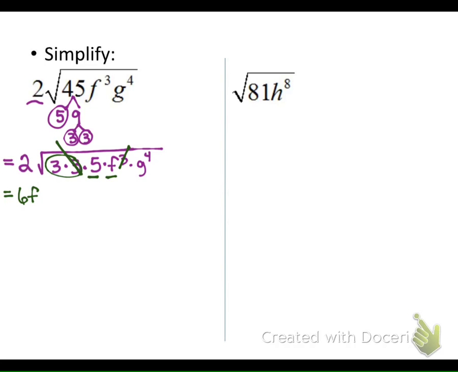Okay? You look at your exponent. Is your exponent odd or even? Even. So because it's even, it's going to completely cancel with the square root sign. Now, what is half of 4? 2. So it's going to be G to the second on the outside as the coefficient.